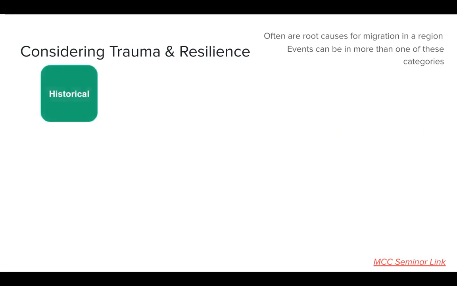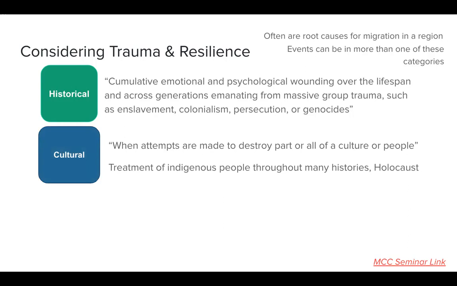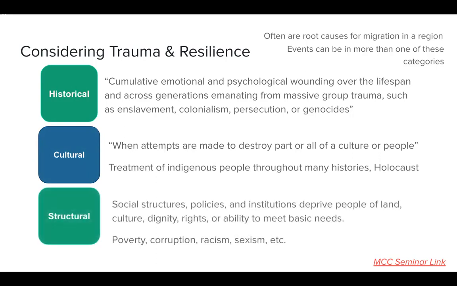Historical trauma is cumulative emotional and psychological wounding over the lifespan and across generations, emanating from massive group trauma. Examples listed are enslavement, colonialism, persecution, or genocide. Under cultural, attempts are made to destroy all or part of the culture of a people, for example many indigenous peoples throughout many different countries' histories. And structural means social structures, policies, and institutions systematically depriving people of land or rights or the ability to meet their basic needs. Oftentimes there is intricate interplay between these and the other listed types of common traumagenic events.